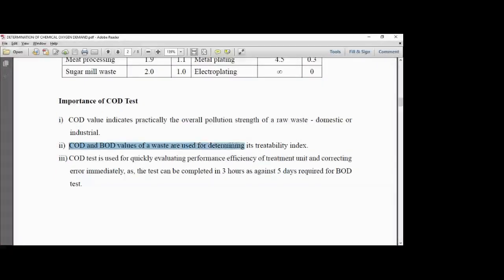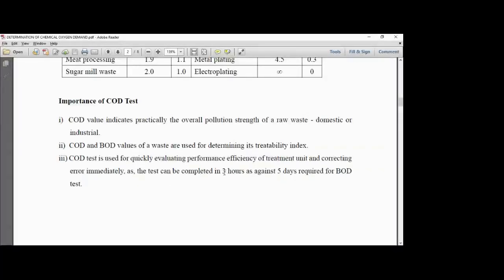COD and BOD values of a waste are used for determining the treatability index. So depending upon the treatability index, the designer gets an idea whether to go for a biological treatment or a chemical treatment or something like that. Now the complete COD test can be performed within 5 hours. So the COD test is a quick way of evaluating performance. It evaluates the performance efficiency of a treatment plant in a very quick manner, right? It requires only 4 to 5 hours, and if there is any error, you can immediately adopt any correction for your STP, right?